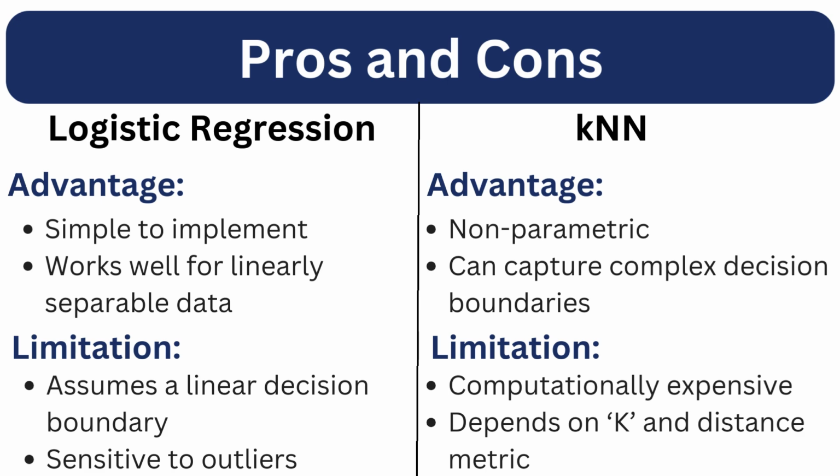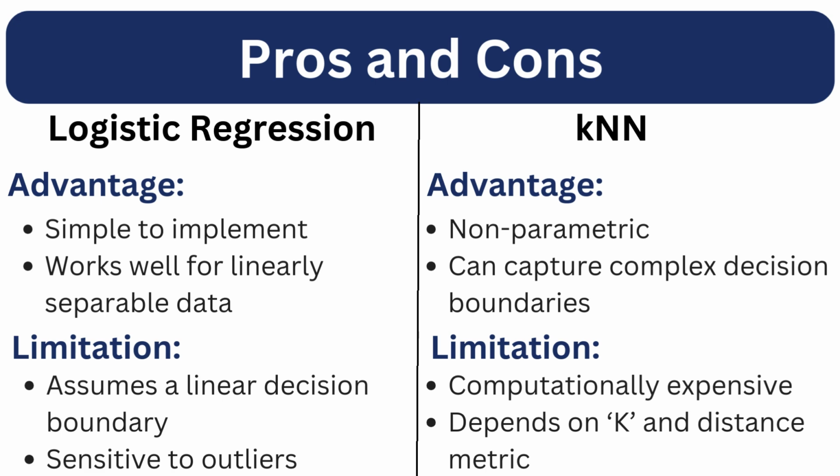Let's discuss advantages and challenges with logistic regression. It is simple to implement and interpret. It works well for linearly separable data. It is computationally efficient and effective for small to medium-sized datasets. Limitations. Logistic regression assumes a linear decision boundary, which may not be suitable for complex non-linear relationships between the features and the target variable. Outliers can significantly impact the model's performance, especially when the dataset is small.